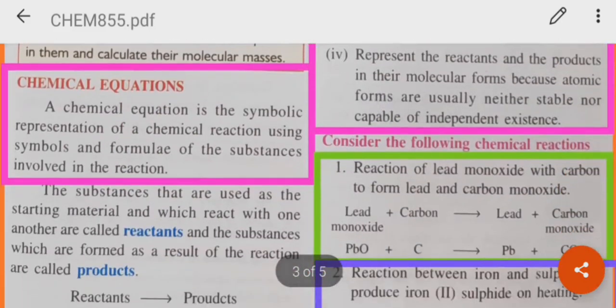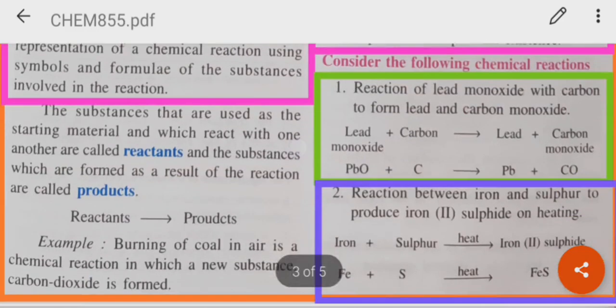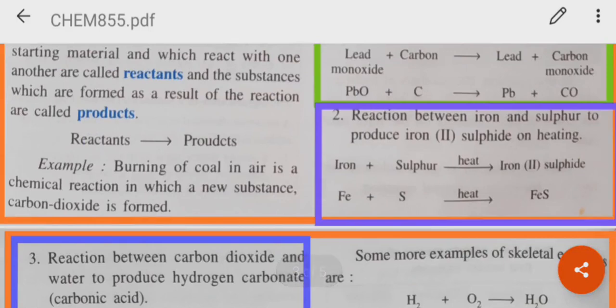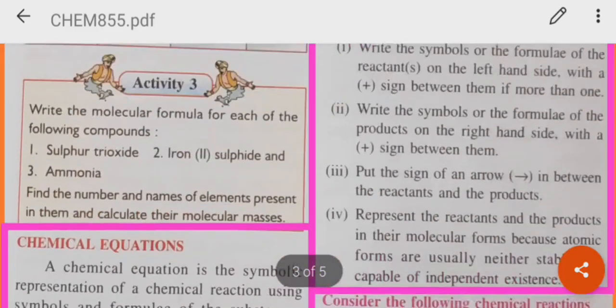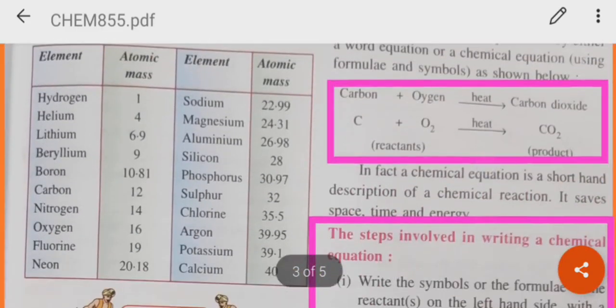So, what is a chemical equation? It is the symbolic representation of a chemical reaction using symbols and formulae of the substances involved in the reaction. The substances which participate in the chemical reaction are known as reactants, and the substances formed as a result of the chemical reaction are known as products. For example, burning of coal in air. So, what do we get? We get carbon dioxide and heat is given out.